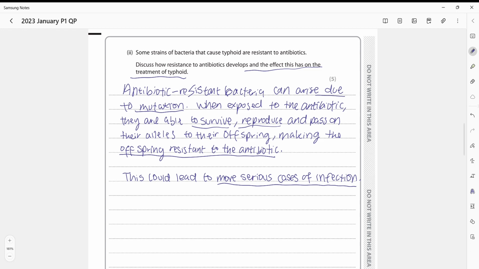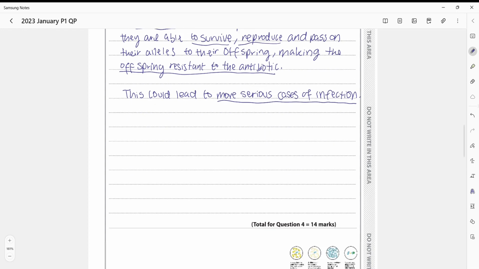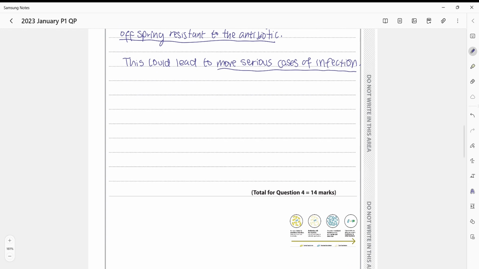Other things you can also say is a lot of the times this could happen because the patient does not finish their antibiotic course. So for example, let's say the doctor says, oh, you need to take like 2 pills a day for, let's say, 10 days, but the patient doesn't do it for the whole 10 days. That could lead to the development of these antibiotic resistance bacteria. Okay, so we'll cover question 5 in the next video.